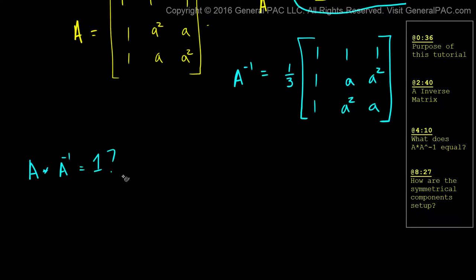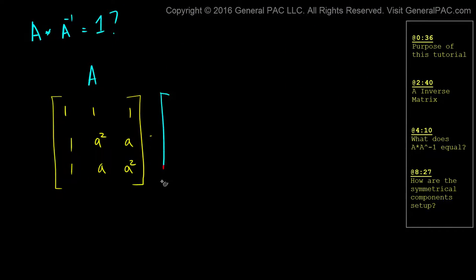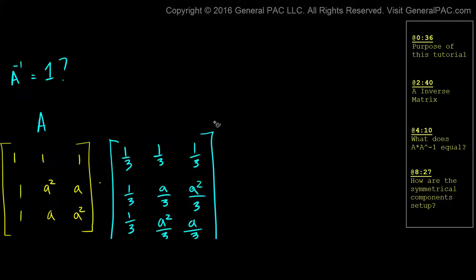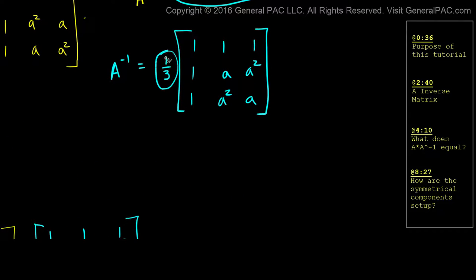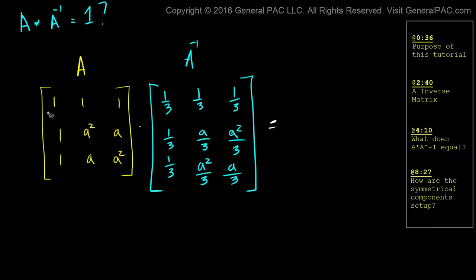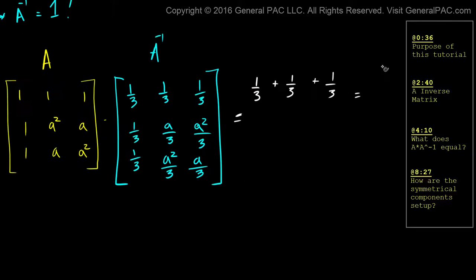Now let's find out. So that's A, and then A inverse is 1/3 here, 1/3 here. Okay, so this is A inverse, and the 1/3s are pretty straightforward to figure out. See this 1/3 constant here? This 1/3 constant would need to be multiplied by each element within this matrix. Okay, so let's find out what that is equal to. So what we have to do is multiply this row here with this column here, okay? So when we do that, what we get is 1 times 1/3 is 1/3, plus 1 times 1/3 is 1/3, plus 1 times 1/3 is 1/3. Here, we just get 1.